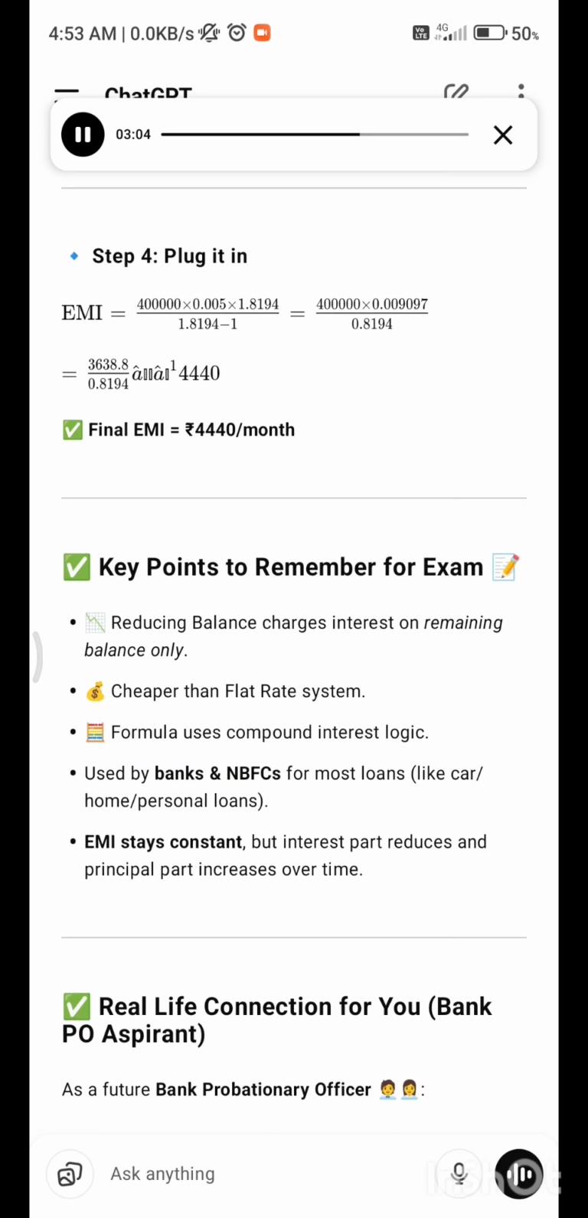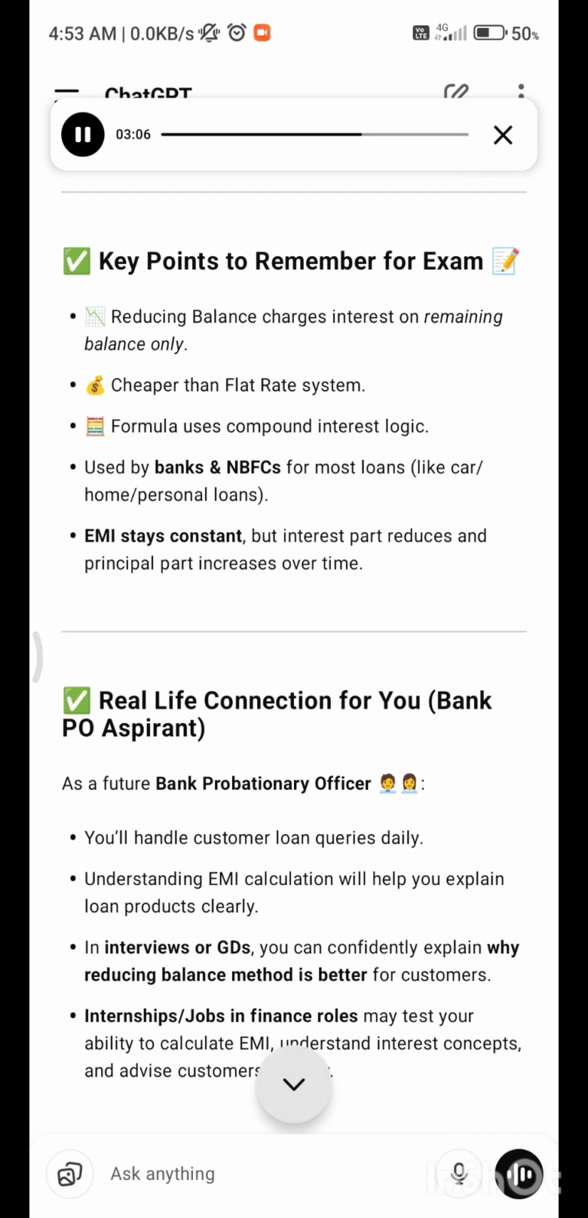Key points to remember for exam. Reducing balance charges interest on remaining balance only. Cheaper than flat rate system. The formula uses compound interest logic, used by banks and NBFCs for most loans, like car, home, personal loans. EMI stays constant, but the interest part reduces and the principal part increases over time.